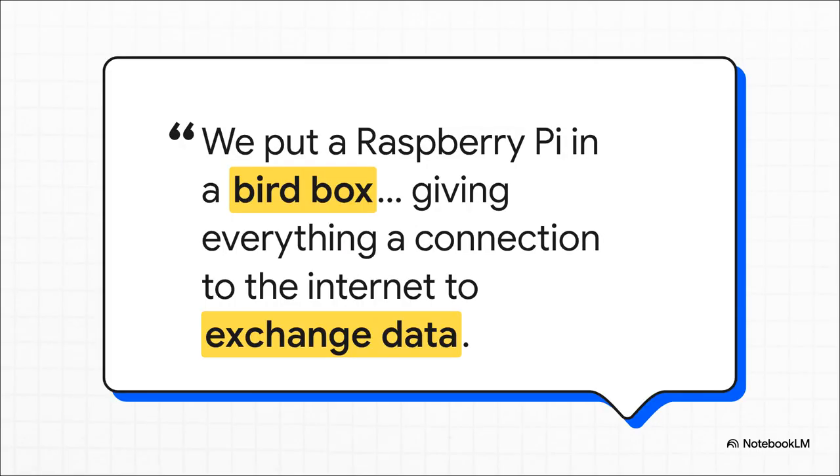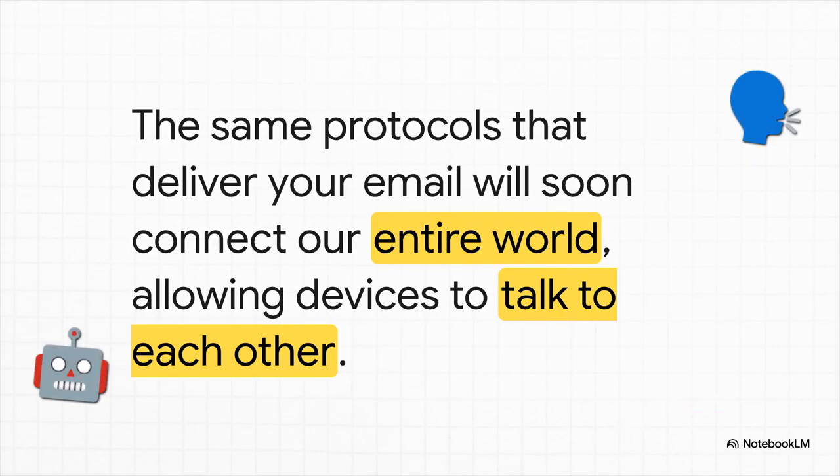And this quote from Andrew Robinson just makes the whole idea so easy to grasp. His team put a tiny little computer inside a bird box. Simple, right? But because it was connected to the internet, it could talk to a local weather station. It could exchange data. And just like that, you have a smart system that can automatically track bird activity and see how it connects to weather patterns. It's all about communication. And that's the real magic here.